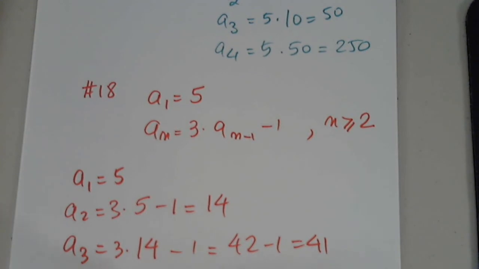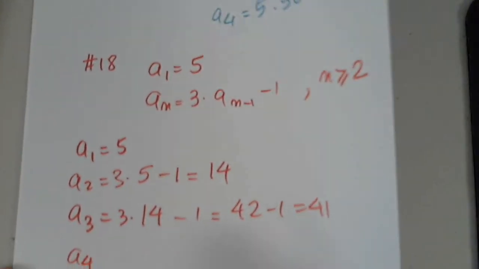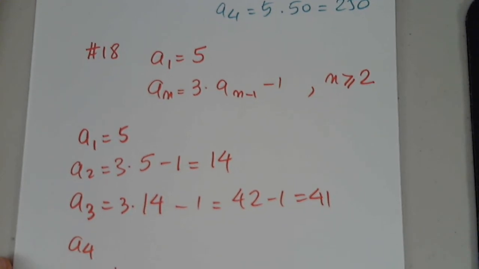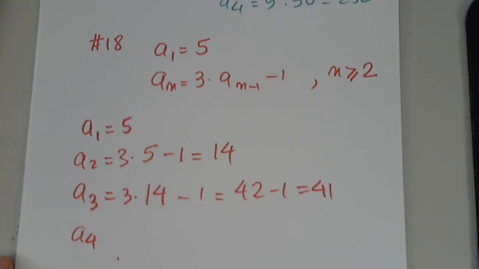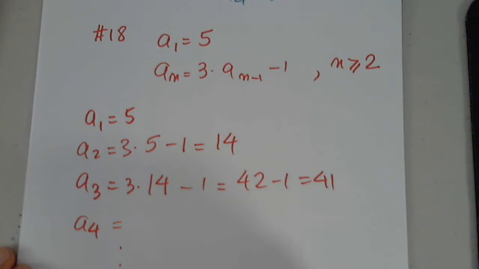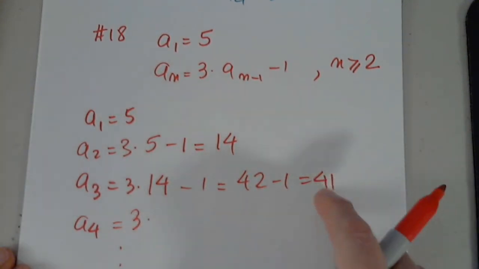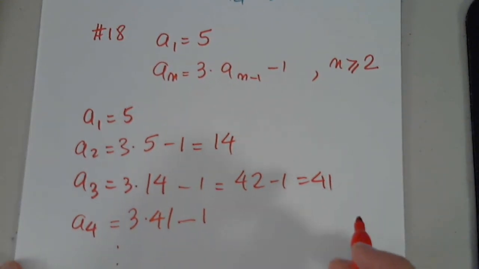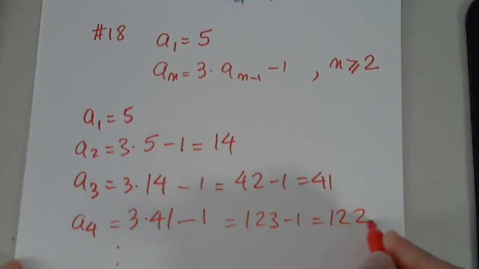And A sub 4, and of course I can continue forever. But if you ask me to find A100, it's going to be a problem because it will take me a long time. So A sub 4 will be 3 multiplied by the previous term that I just determined and minus 1. So this is 123 minus 1, 122.